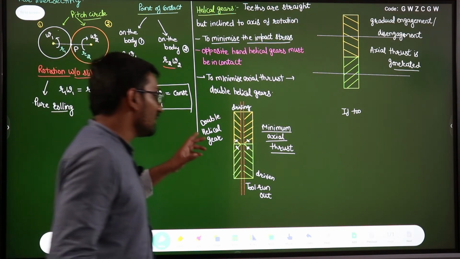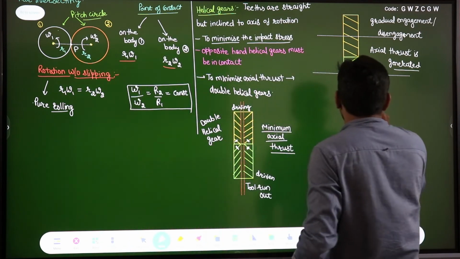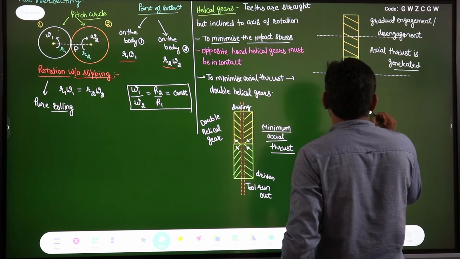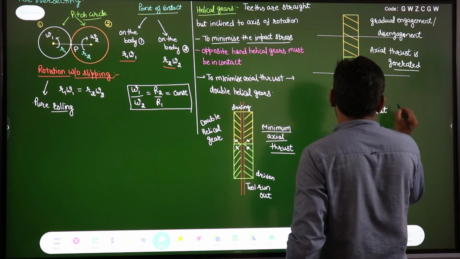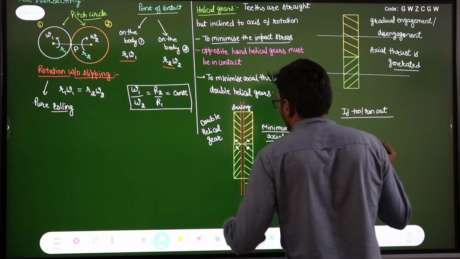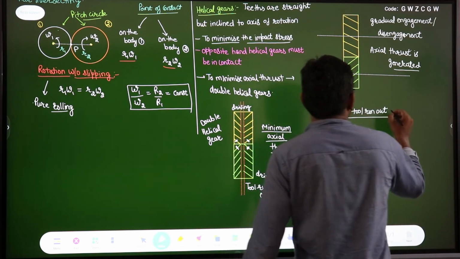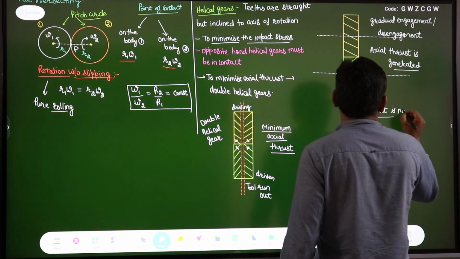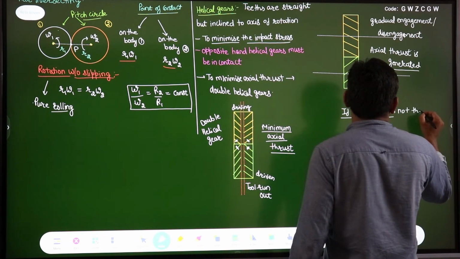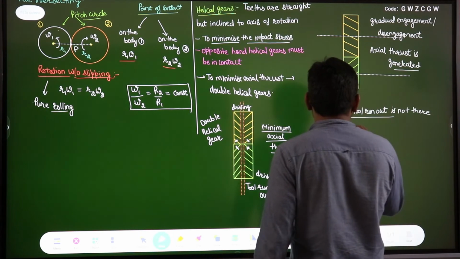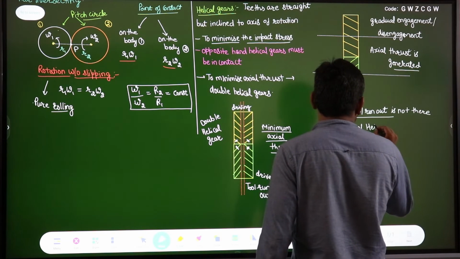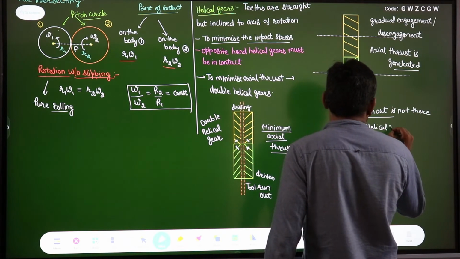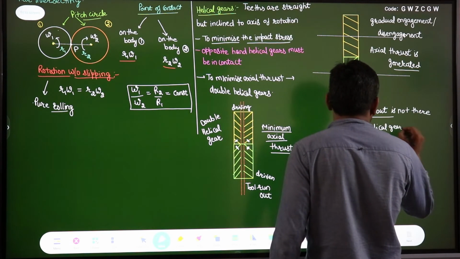Just for your objective question, this much theory will not be required for GATE. If tool run out is not there, then the helical gear is known as an ideal helical gear, and the name of that gear is herringbone gear.